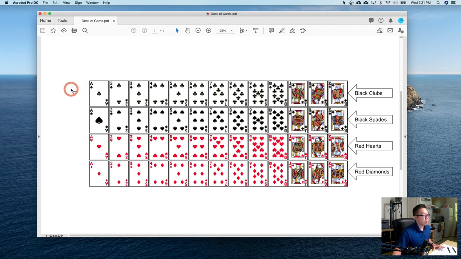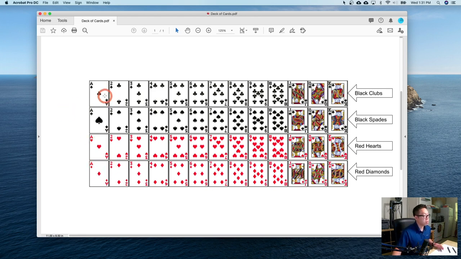More specifically, the entire first row here are called black clubs, so that refers to the color, and also the symbol that's on the card. So that's called a club symbol. We have black spades, that's the spade symbol. Red hearts, you see a heart. Red diamonds, you see a diamond.